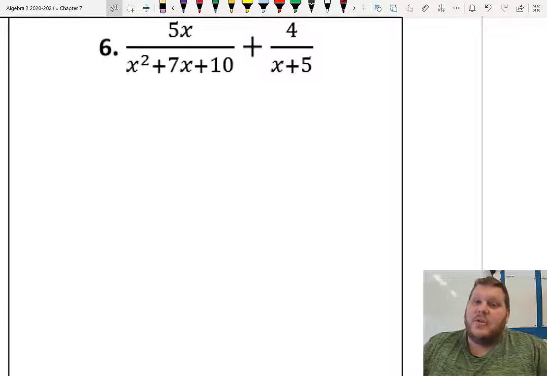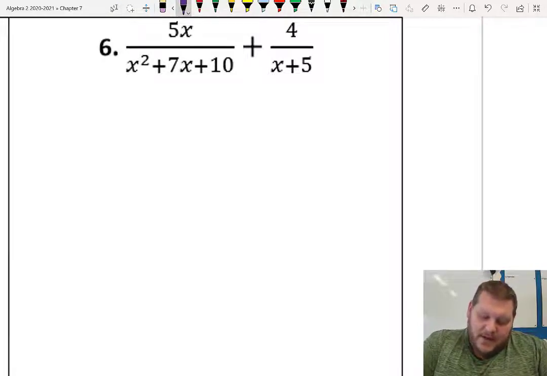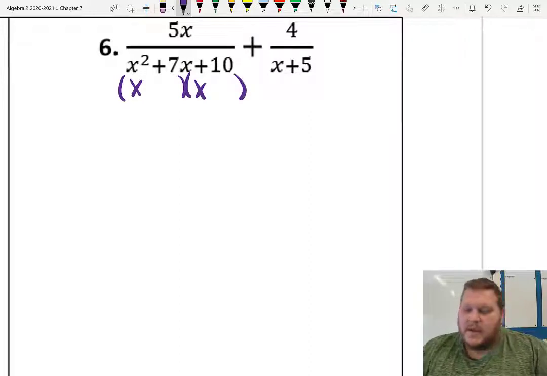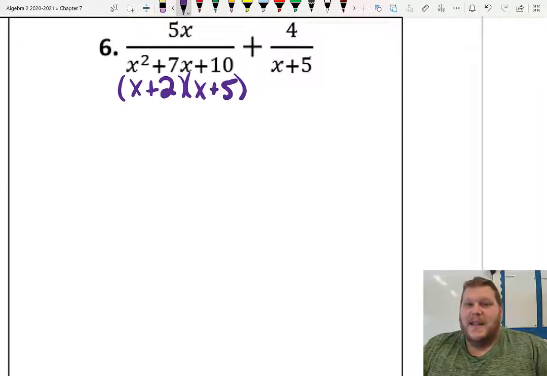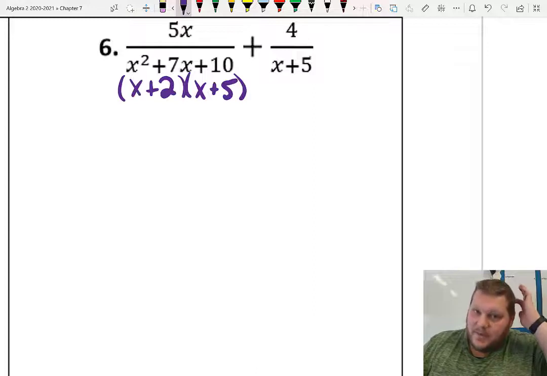So now I actually do have that first step that I need to do from the instructions right up above this box. I have to factor out my denominators. This is just regular old school 2 parentheses factoring. I'm trying to figure out what multiplies together to get 10 but adds up to 7, which would be positive 2 and positive 5. So I know that that first denominator factors out into x plus 2 times x plus 5.